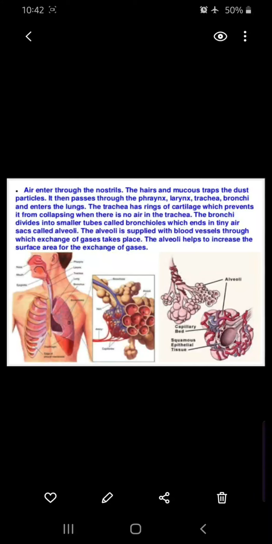The bronchi divide into smaller tubes called bronchioles, which end in tiny air sacs called alveoli. The alveoli are supplied with blood vessels through which exchange of gases takes place. The alveoli help to increase the surface area for exchange of gases. Here, exchange of gases takes place through diffusion.